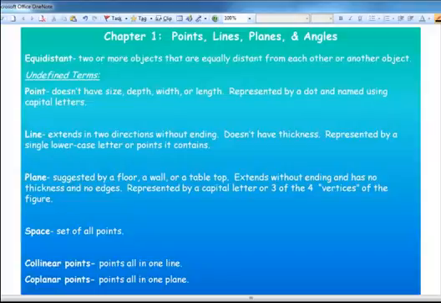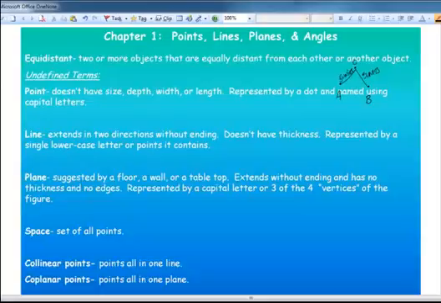So if we take a look at point A and point B and point C up top up here, if the distance from A to C is the same as B to C, say they're both 5 units long, then we would say that A and B are equidistant from the same object, point C.